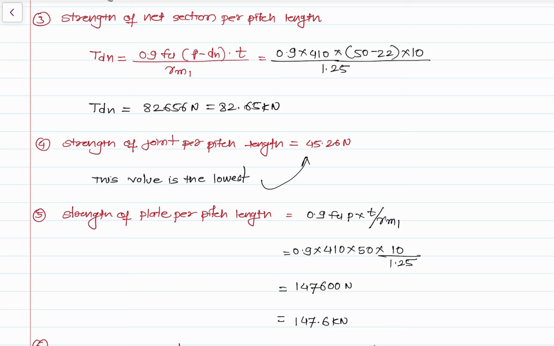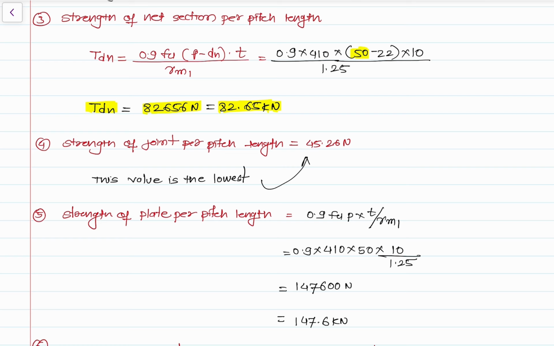So you can see usually we use this formula to calculate the pitch, but here we got a pitch, so we do require TDN. So 0.9 into fu in bracket pitch minus dn into thickness divided by gamma m1. So we got the TDN as 82,656 Newton. Understand? Now our TDN is 82.65 kilonewton, right. So this is our TDN we got.